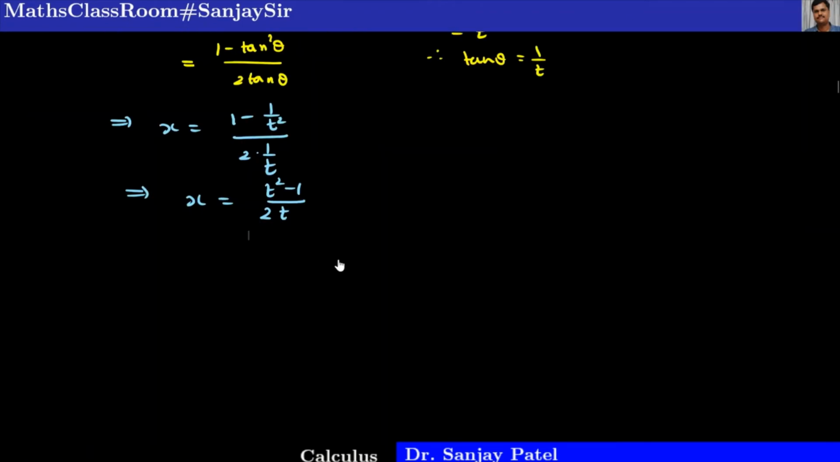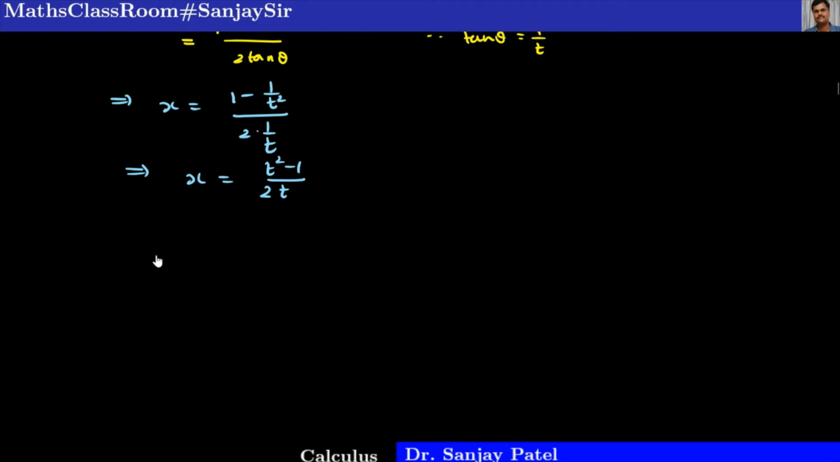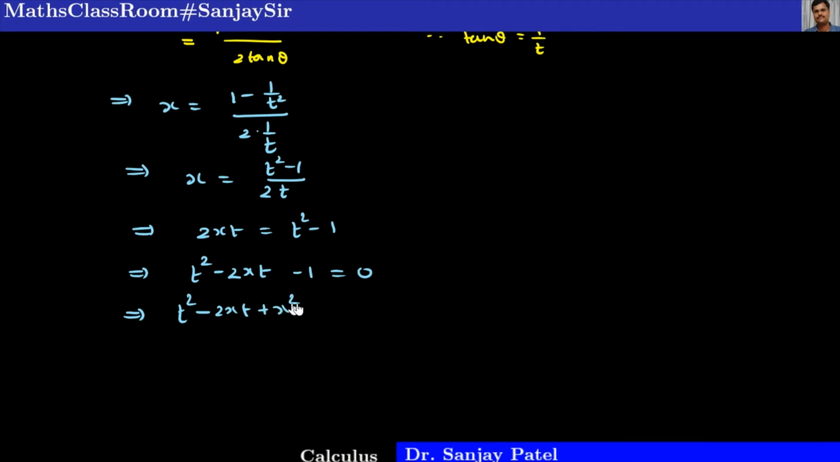Simplifying further, what we get is 2xt is equal to t square minus 1, and that gives us t square minus 2xt minus 1 is equal to 0. Now to make this into a perfect square, again as usual, let us add and subtract x square, same as the previous problem. So plus x square minus x square, this minus 1 equal to 0.